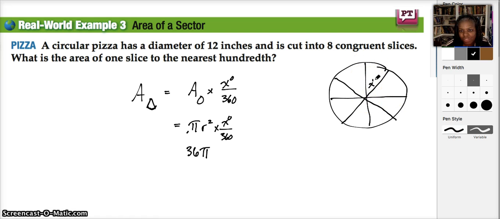And so what is the x value? The x value is going to be determined, assuming that the slices are congruent, by saying, if I've got 8 slices and those 8 slices all make up 360 degrees, we're going to divide 360 by 8. And when I do that, 8 goes into 36 four times.